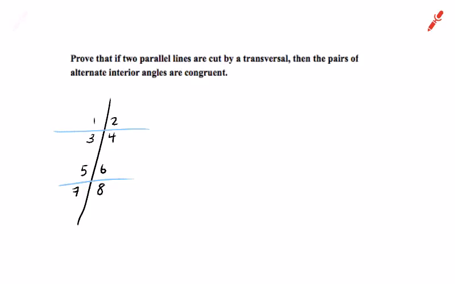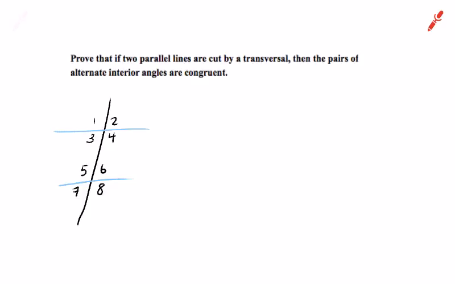Okay, so we know that 4 and 5 are alternate interior angles because interior means that they're on the inside of the parallel lines, and the alternate refers to the fact that they're on opposite sides of the transversal. So 4 and 5 are alternate interior, and 3 and 6 are also alternate interior for the same reason. They're on the inside of the parallel lines, and they're on alternate sides of the transversal.